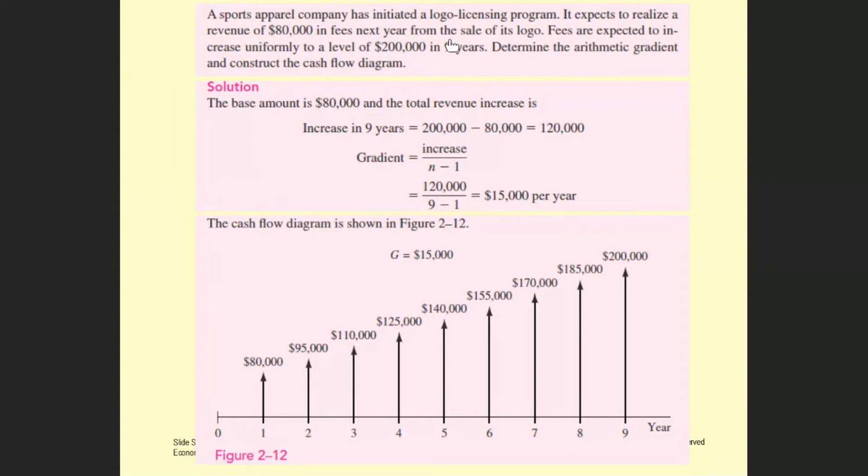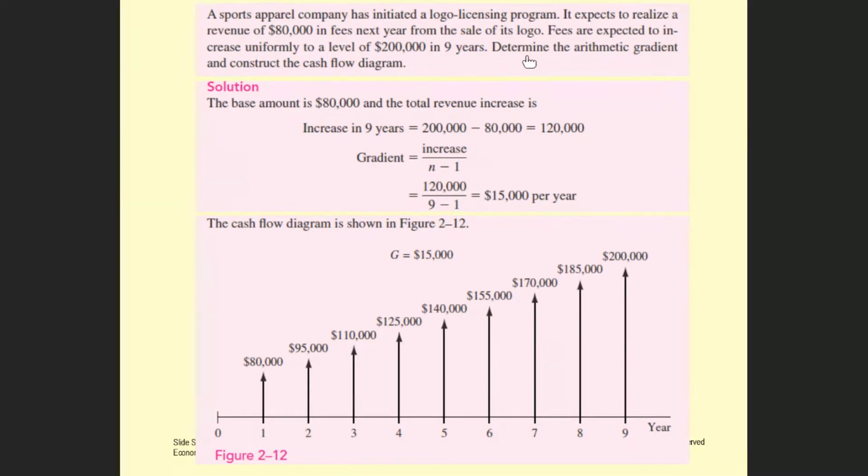When it says next year, that means he's talking about now, and the next year will be year 1. Fees are expected to increase uniformly to a level of $200,000 in 9 years. Pay attention. What does 9 years mean? He's not talking about now, he won't pay fees now, it's clear from what he says. He's talking about 9 years from now. So year 0 is excluded. The value will start to be implemented 9 years from now.